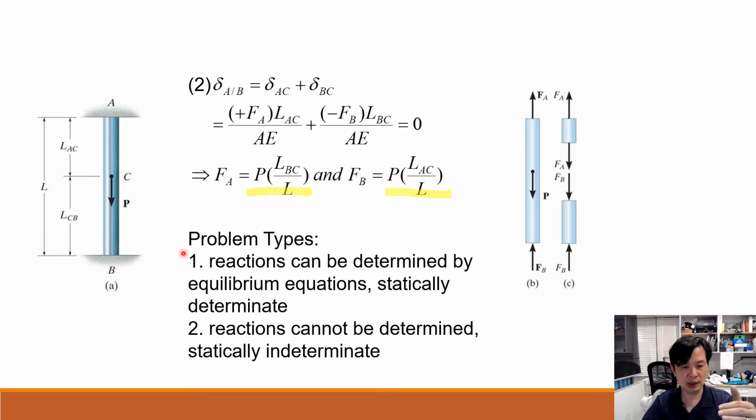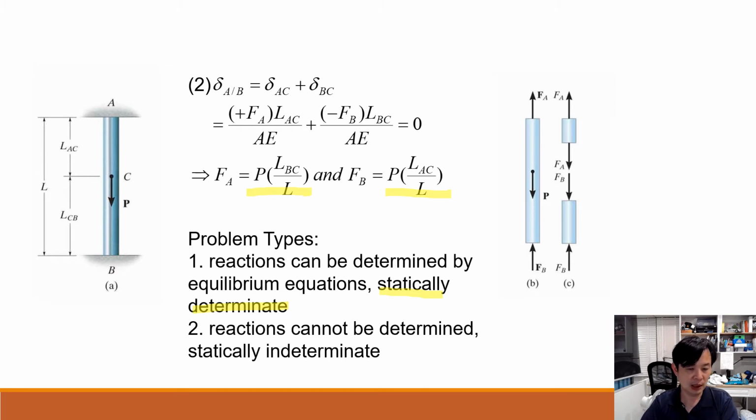After we learn the solution of these statically indeterminate problems, like this one, we know that there are two types of problem in this chapter. First one, if your reactions can be determined by equilibrium equation, we say this is a so-called statically determinate problem, which means you can use force balance or moment balance to solve all the unknowns, no problem. You belong to the first case. Usually, the problems we have learned before this chapter belong to this part.